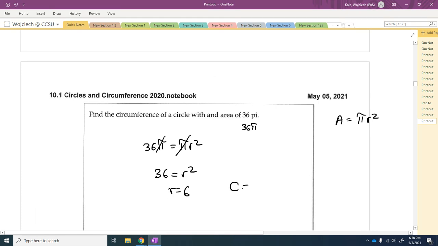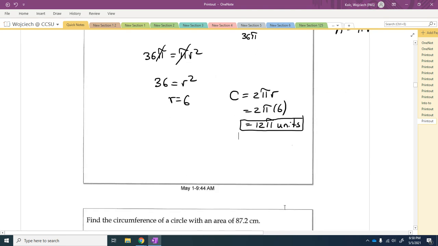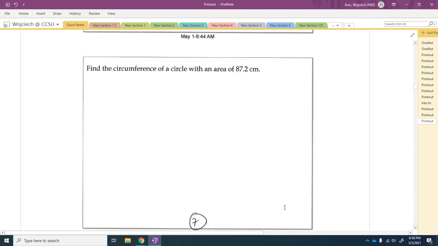So what is the circumference? 2 pi r. 2 times pi times 6. And your final answer will be 12 pi units. That's called exact. If you want the approximation, just replace pi with 3.14 or use pi on your calculator. Okay?